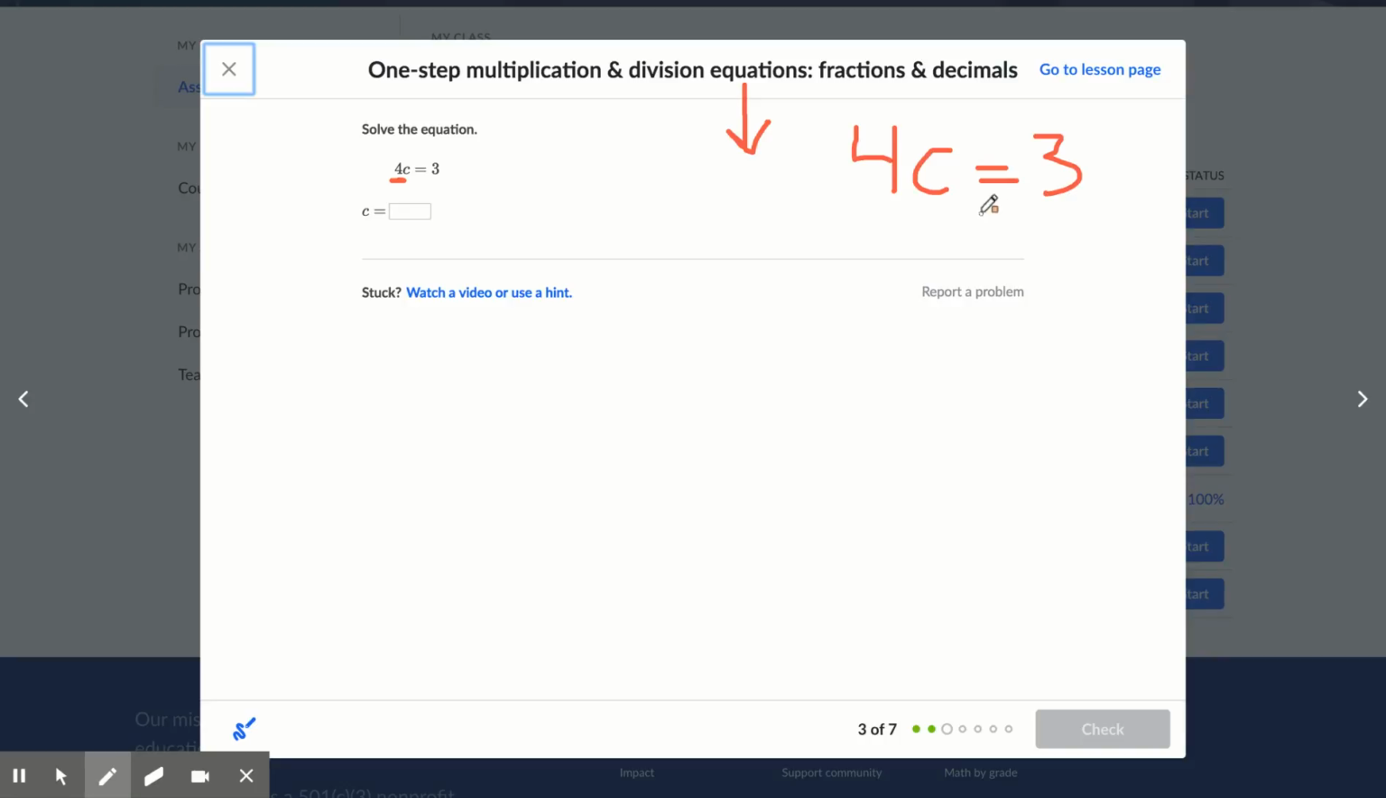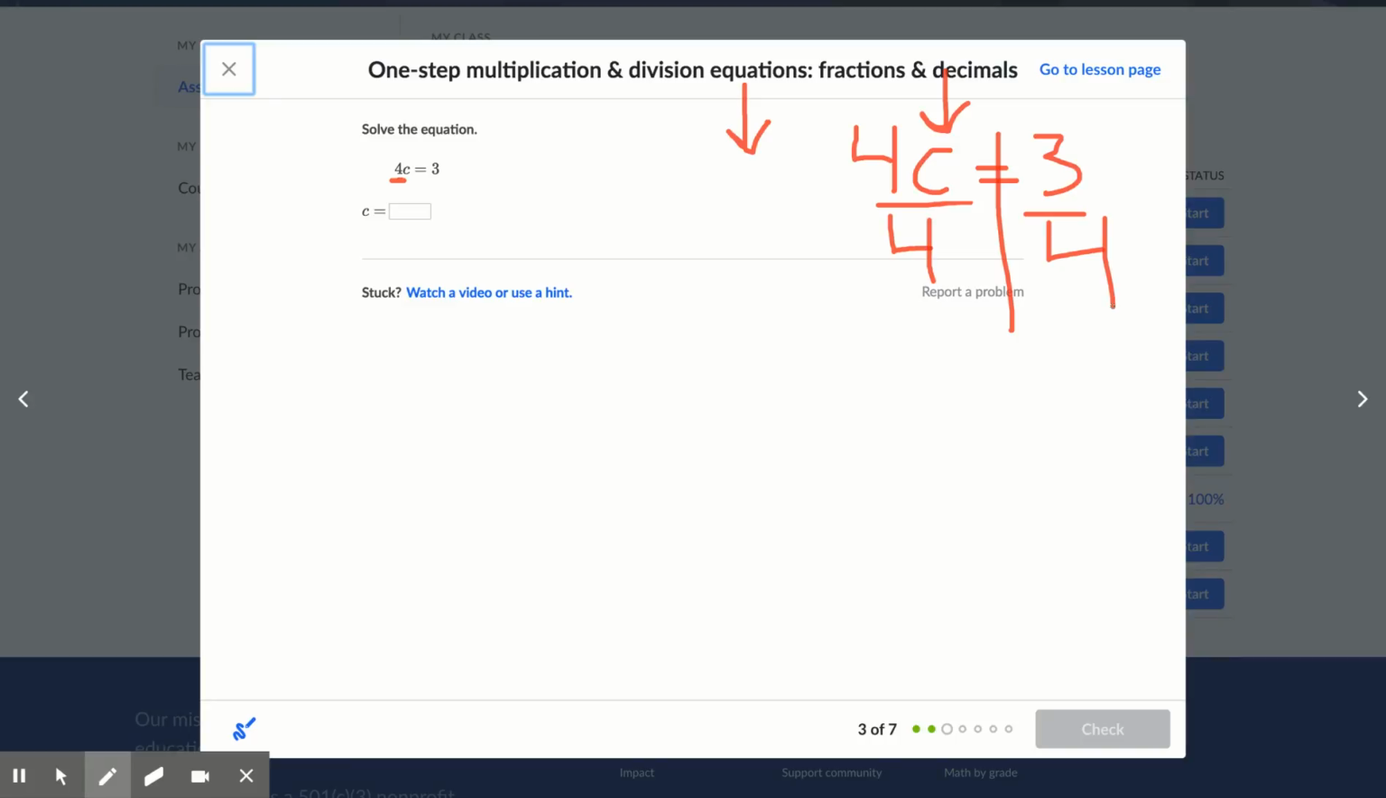Now, again, always start with the variable side. We want this c. This c right here needs to be by itself. We want to isolate it. The only way we can isolate this, and because it's a whole number, instead of flipping and multiplying, like we do with fractions, when I have a whole number, you just divide. Divide by 4. Divide by 4.